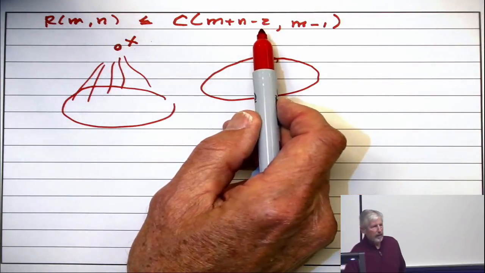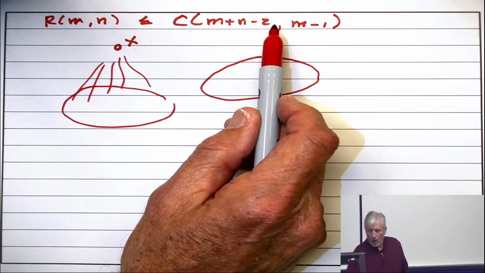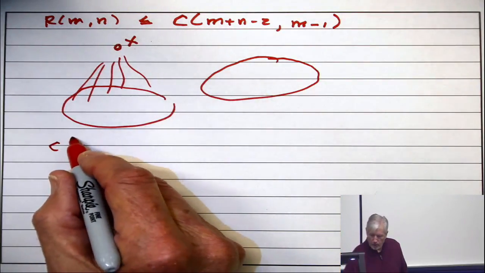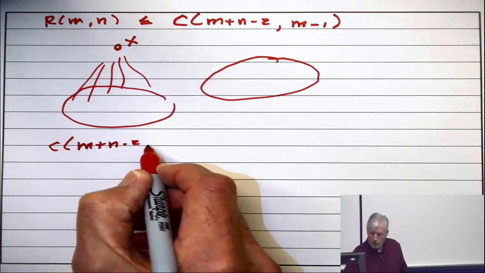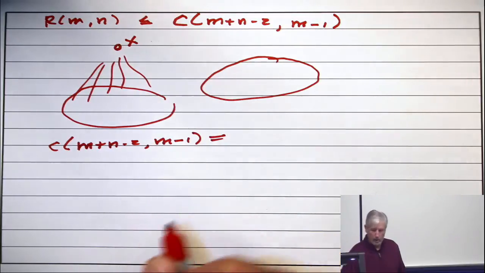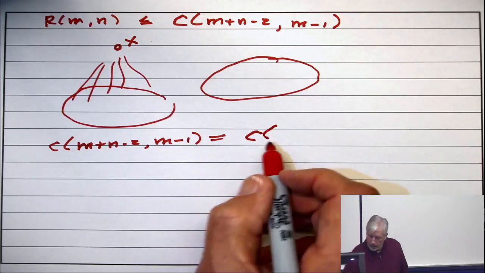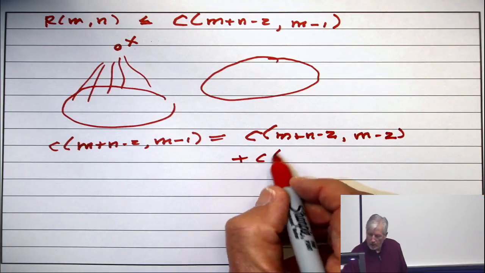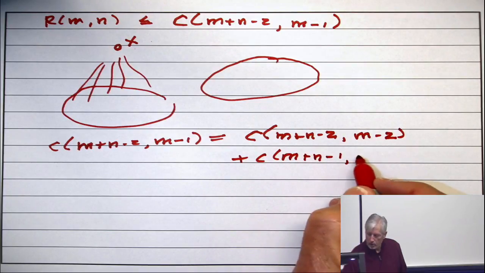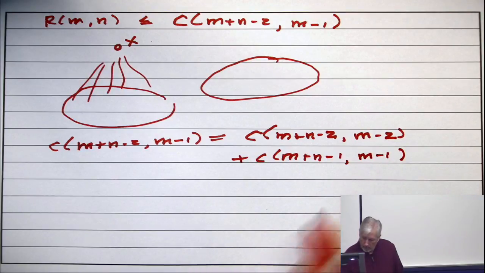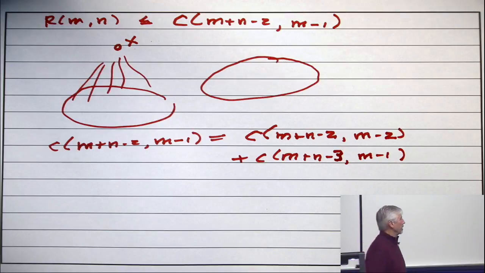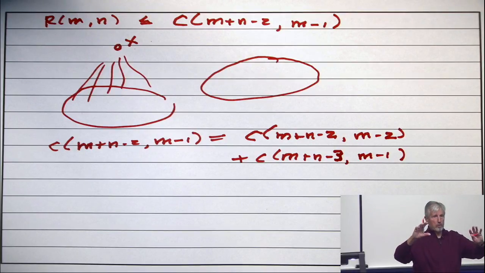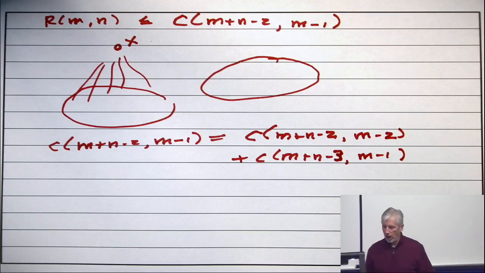Now, if there are this many vertices altogether, and you take away one, you have two parts here. But remember the binomial coefficient identity. C(m plus n minus 2, m minus 1) is the binomial coefficient (m plus n minus 3 choose m minus 2) plus the binomial coefficient (m plus n minus 3 choose m minus 1). That's the basic binomial coefficient identity behind the Pascal triangle. A binomial coefficient is the sum of these two, where this one reduces one of the two coordinates and the other one reduces the other.